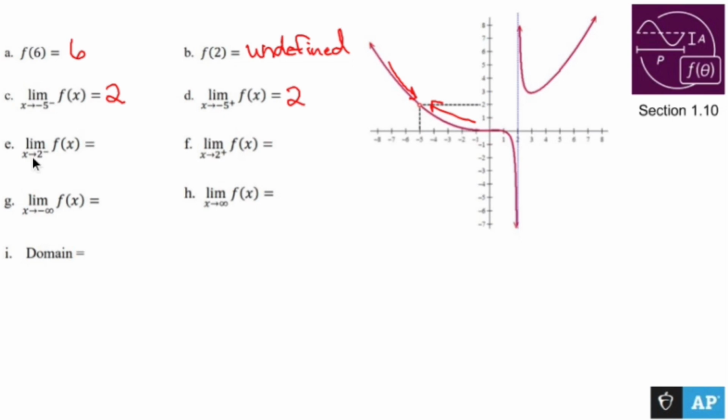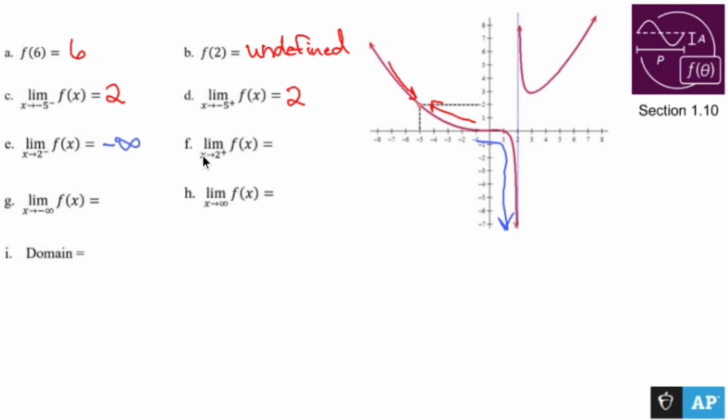Okay, switch colors, because now we're going to focus on approaching 2 from the left. So here I am from the left, I'm approaching 2, and as I approach 2, I'll never hit it, and instead I'll just go down here. What's down there? Negative infinity.